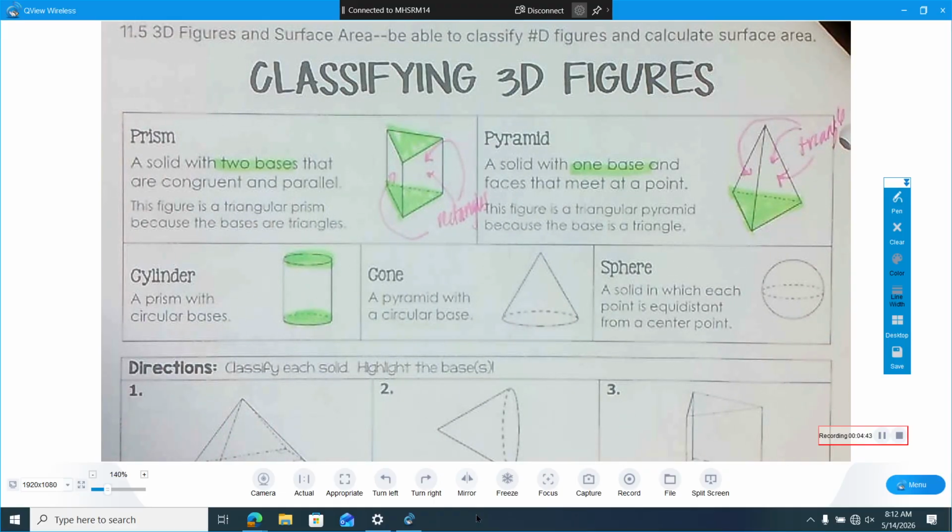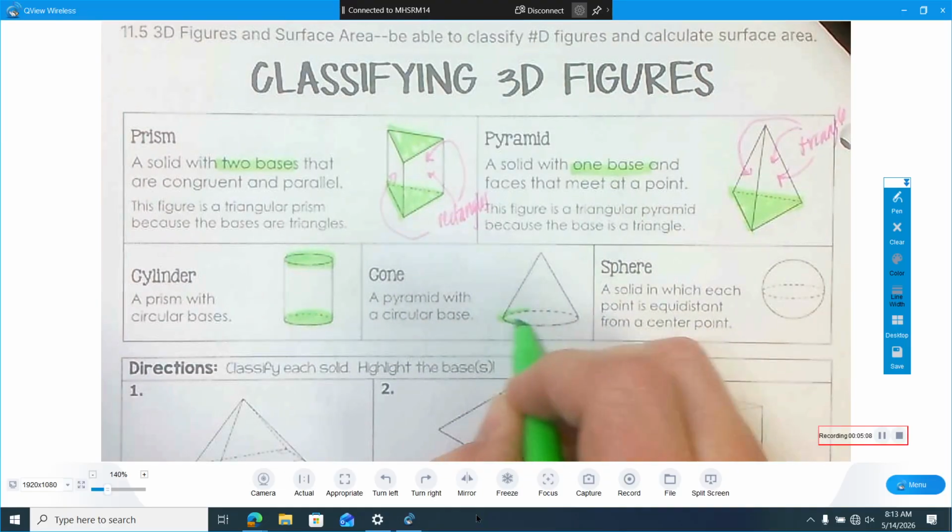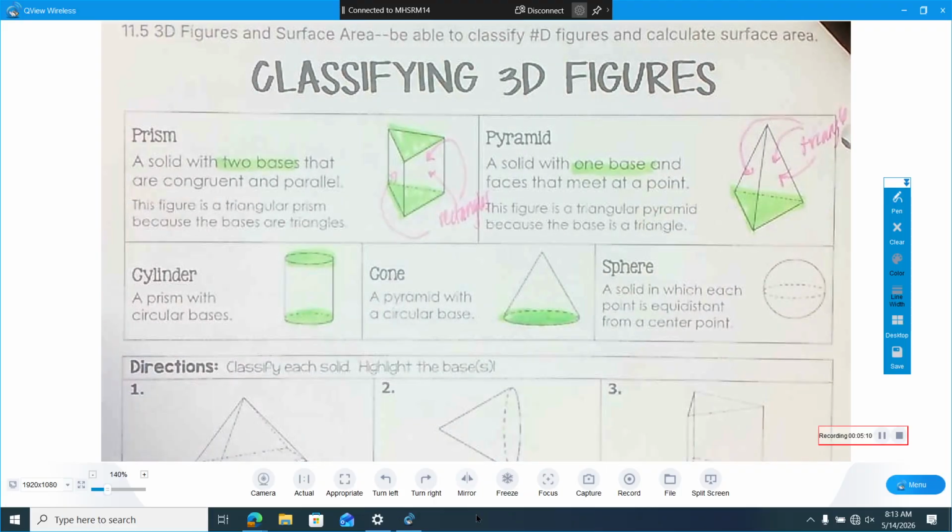We also have cones. This cone came out of its shell here. So we have cones as well. Much like a pyramid, it's very similar to a pyramid, but again, it has rounded surfaces, which makes calculating some things a little bit more challenging. Again, it has a circular base. And then, of course, we have spheres.